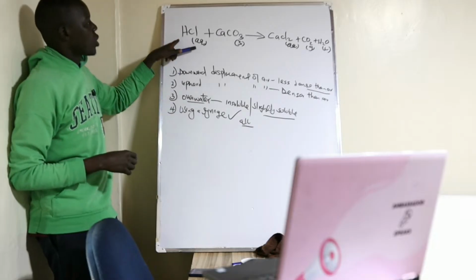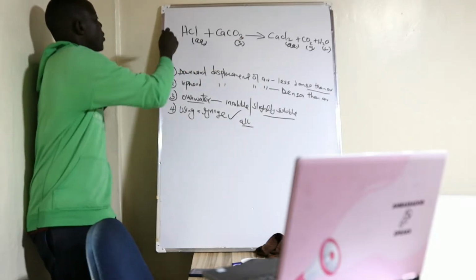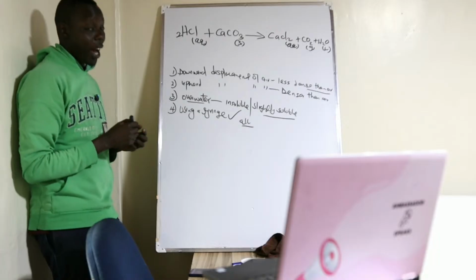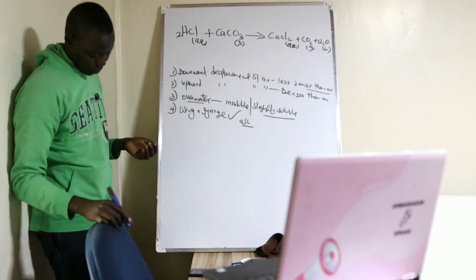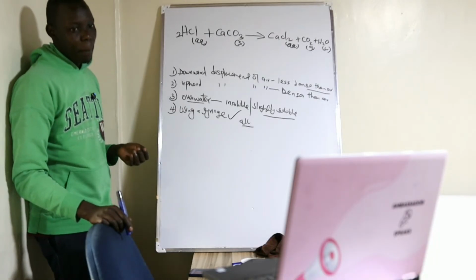Hydrogen is two, hydrogen is one. Chlorine is two, chlorine is one. So simply put it here. It is highly balanced, or it is well balanced.